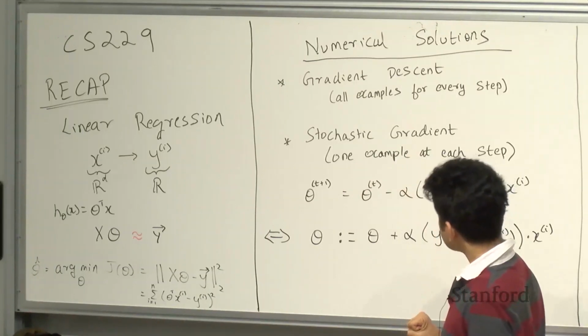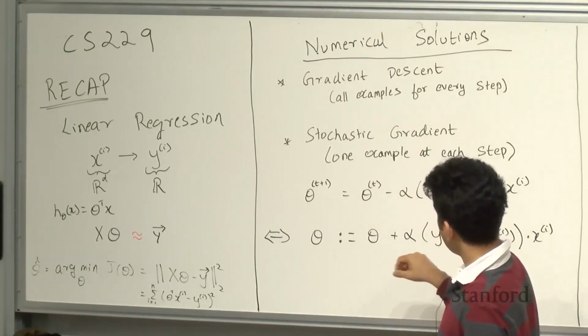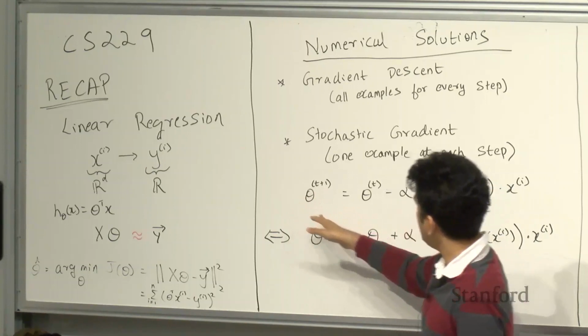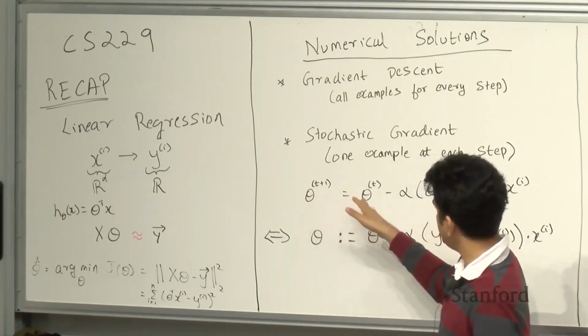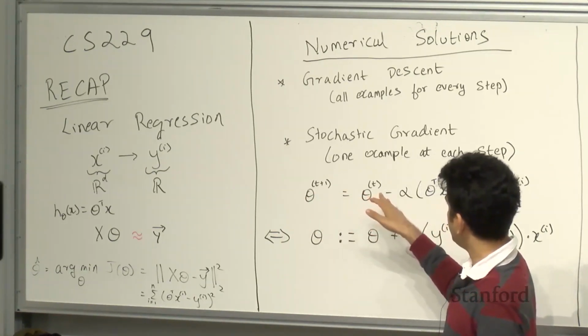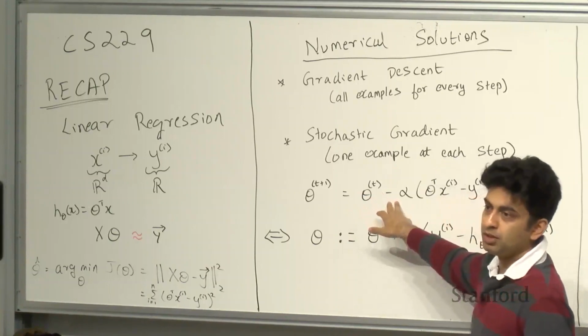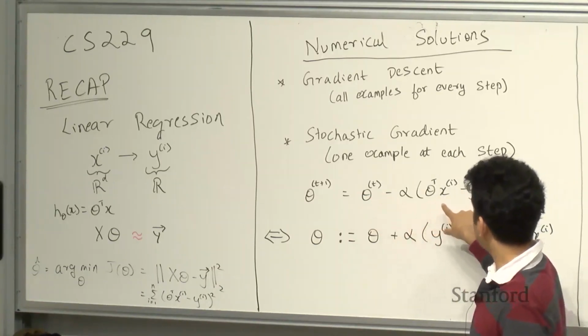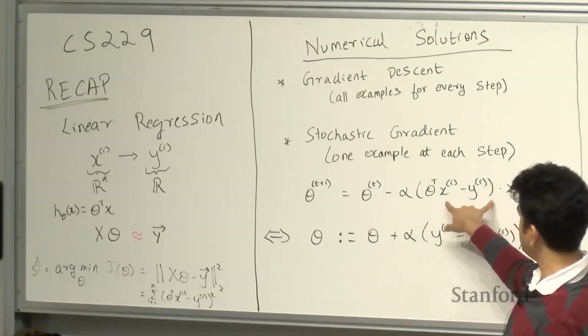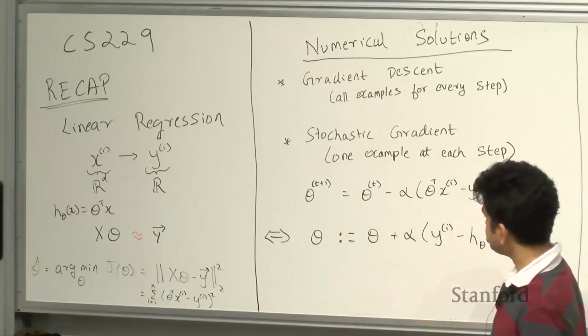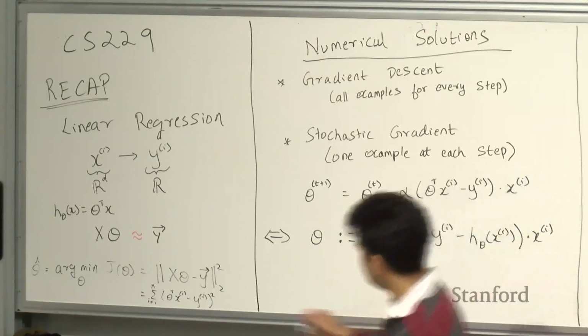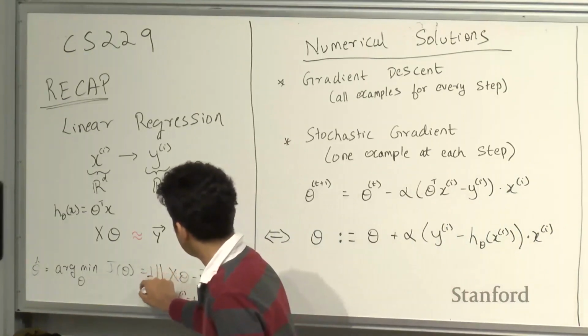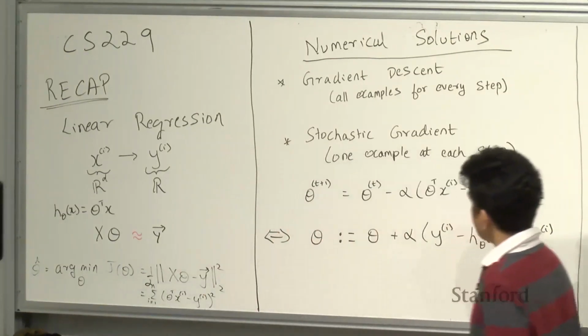And the way we perform the update is that the theta for the next time step is going to be theta of the current time step minus alpha, which is some step size, times the gradient of the loss, and this happens to be the gradient for the squared loss. I probably forgot a half over here for this to be the gradient.